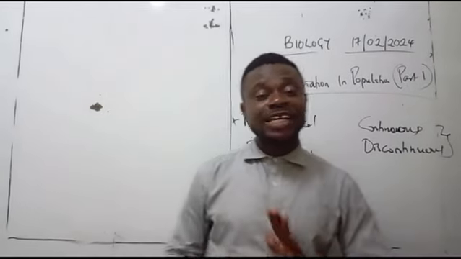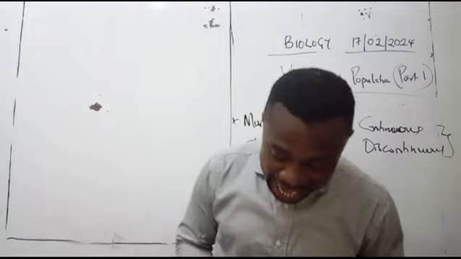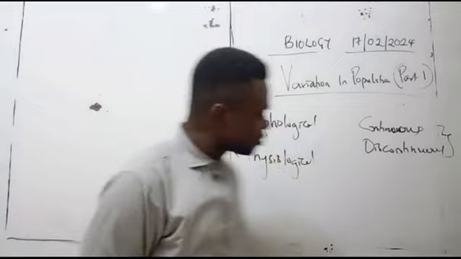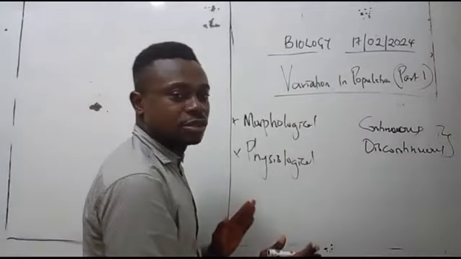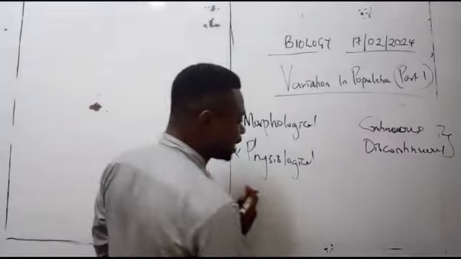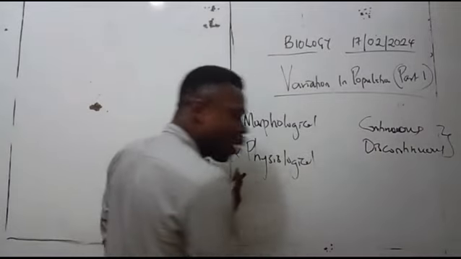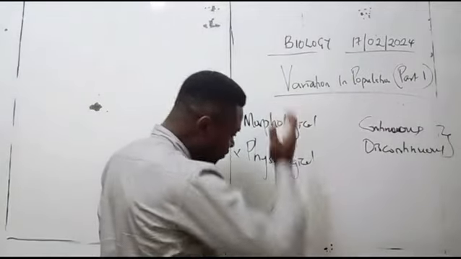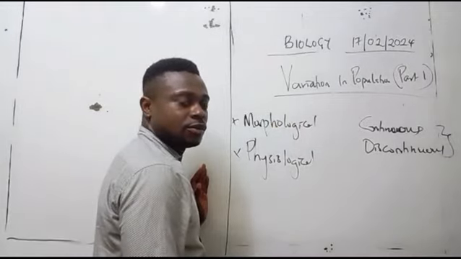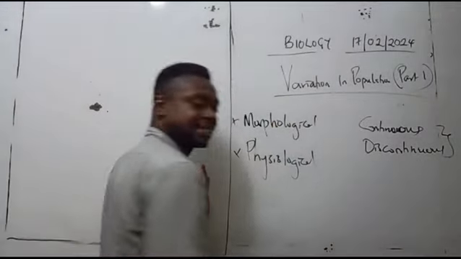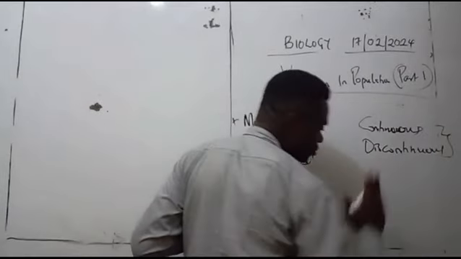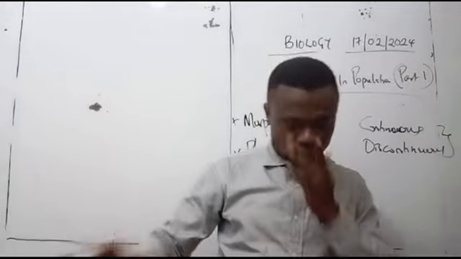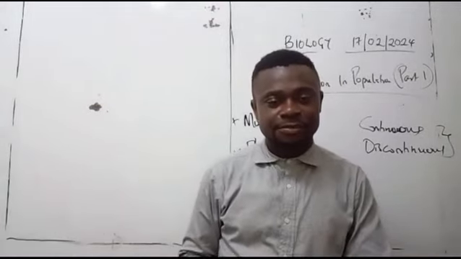So continuous variation, they are those variations that are not distinct. They show gradual transition from one extreme to the other extreme. It's not a distinct feature. You cannot say this is this and this is that. It shows a gradual transition. That's what we mean by continuous. It is continuous. It's not discrete.